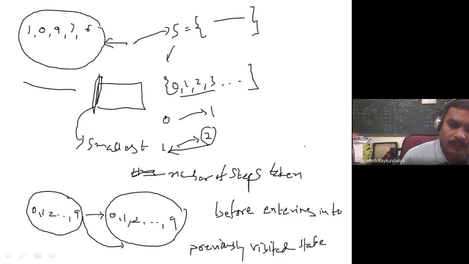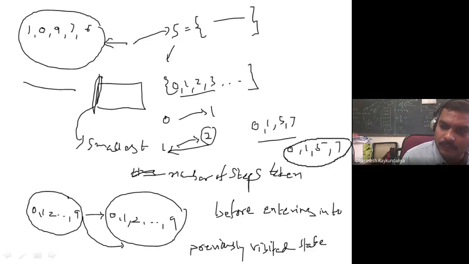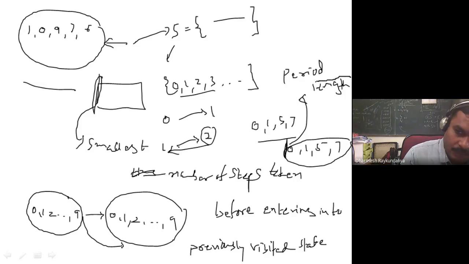Suppose you have this sequence: 0 1 5 7. After how many steps is the same sequence repeating? Whenever the sequence starts repeating, that number of steps is said to be the period length. So the number of steps is the length, and after what time it is repeating is the period.